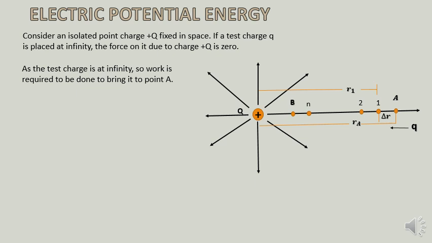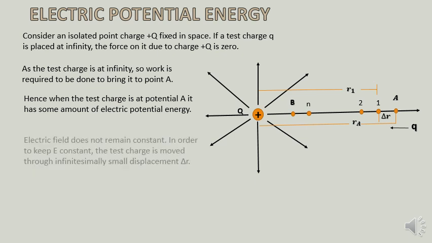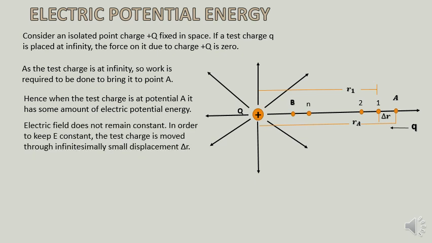As the test charge is at infinity, work is required to bring it to point A. Hence, when the test charge is at point A, it has some amount of electric potential energy, because it is inside the electric field, and it will experience a Coulomb force at point A. Now the electric field does not remain constant, because the charge moves inside the electric field. The electric field varies from point to point on that charge.